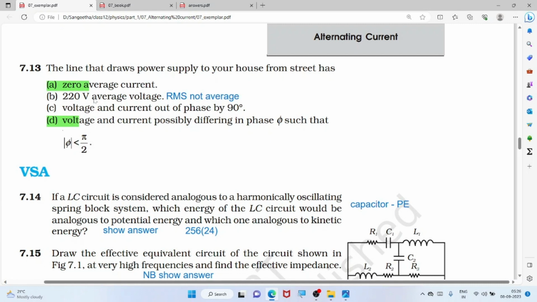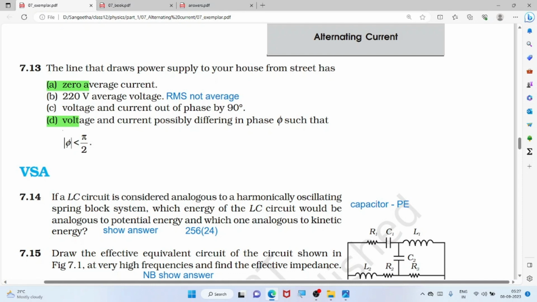The line that draws power supply to your house from the street has zero average current. Yes, it is a sinusoidal wave current, so this is a zero average current. The average voltage is 220 volt? This is not the average voltage. Average voltage will be zero. It's only the RMS voltage, not the average voltage.